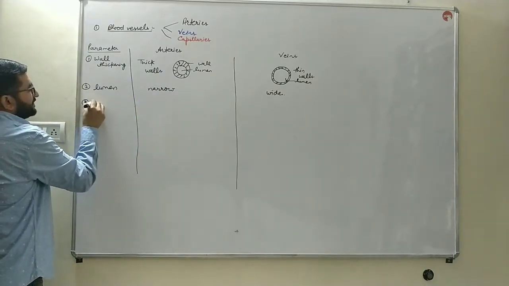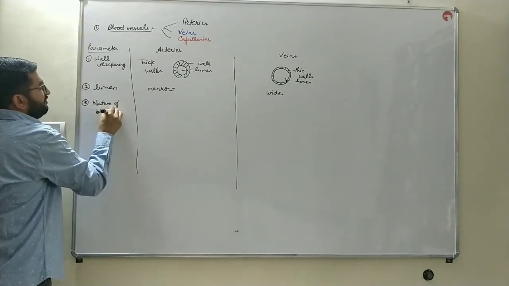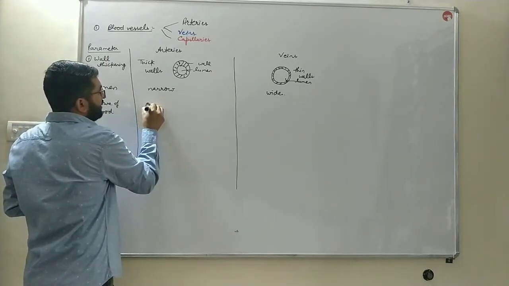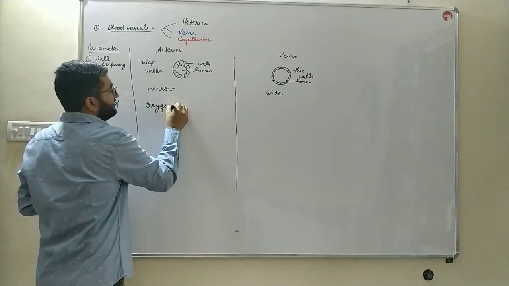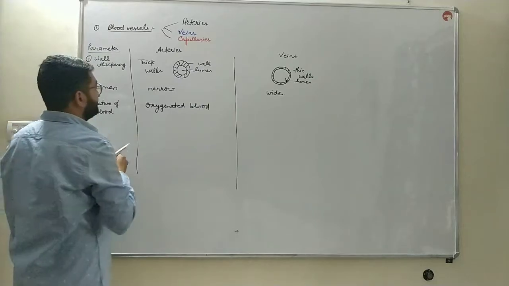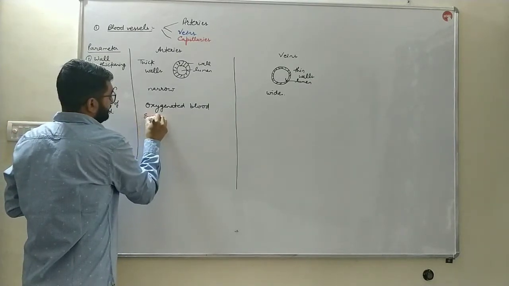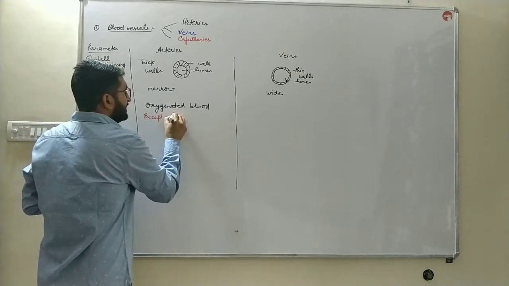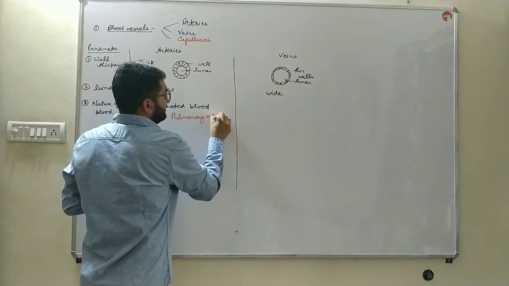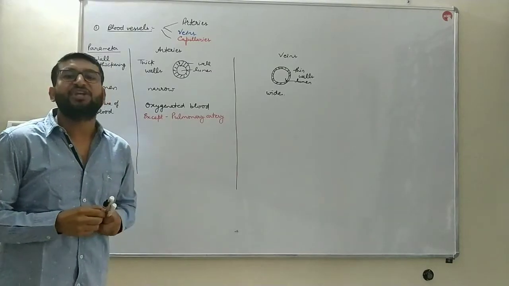Third is nature of blood, the nature of blood which they carry. Arteries carry oxygenated blood, except the pulmonary artery. It is the only artery which carries deoxygenated blood.